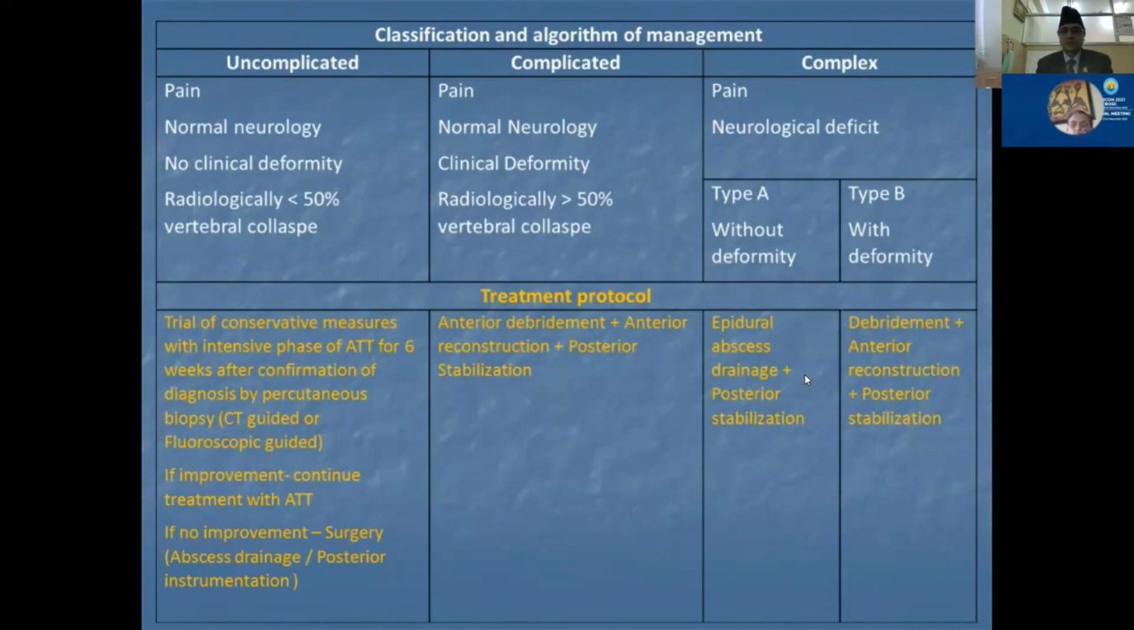If there is no deformity, which is type A, then just the drainage of the epidural abscess with posterior stabilization would suffice. In case of the presence of deformity, then anterior debridement, reconstruction, and posterior stabilization is recommended.